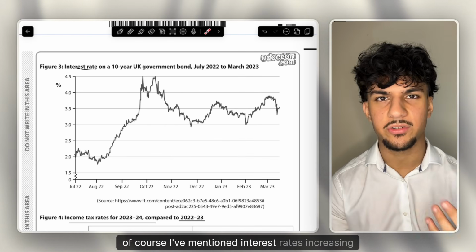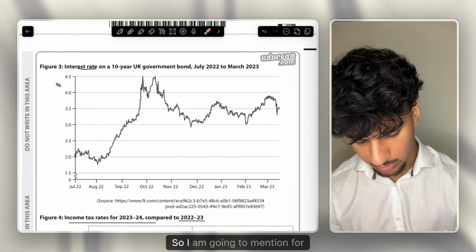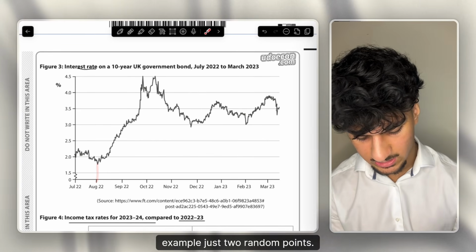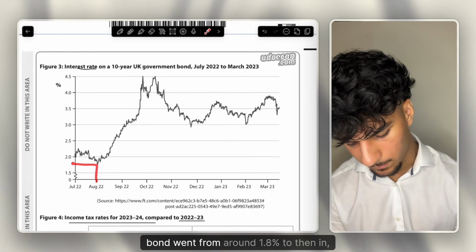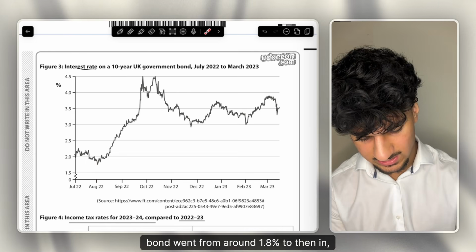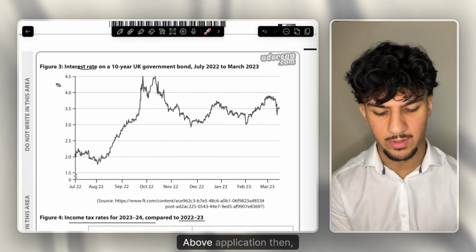Of course, I've mentioned interest rates increasing on the diagram, but I do want to pick up those application marks as well. So I am going to mention, for example, just two random points. From August 2022, interest rates on a government bond went from around 1.8% to then in mid to late September went to 4.5%. So great application there then.